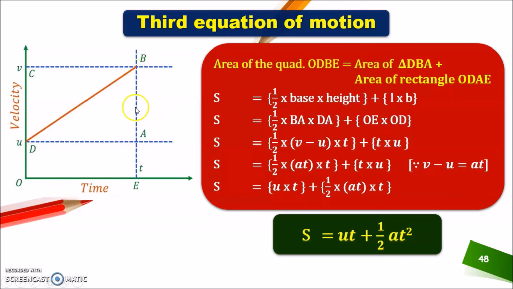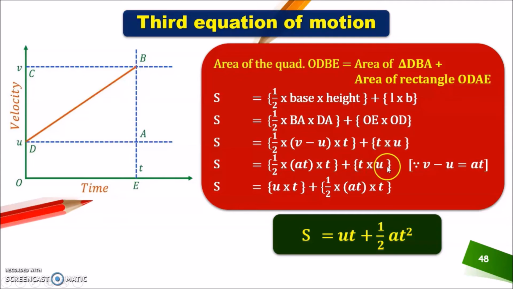So BA is our V minus U, okay students, and DA is T, the time axis, the horizontal axis, right? And OE again is T and OD is U. So we are here now: half (V minus U) into T plus T into U, or U into T. Now substituting the value of V minus U from the first equation of motion, we get AT. Now we have half AT into T plus T into U.